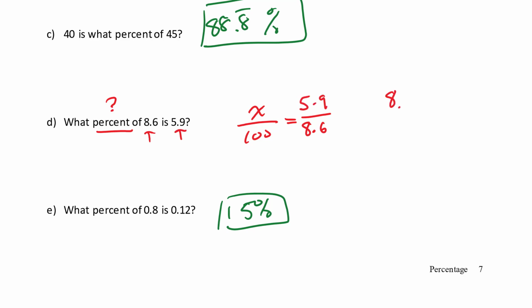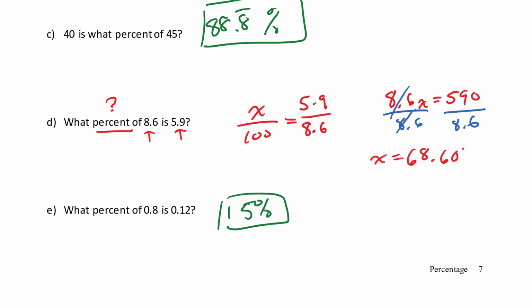Cross multiply. Divide both sides by 8.6. What we get now, x is equal to 68.60465116. That's what we get in our calculator.